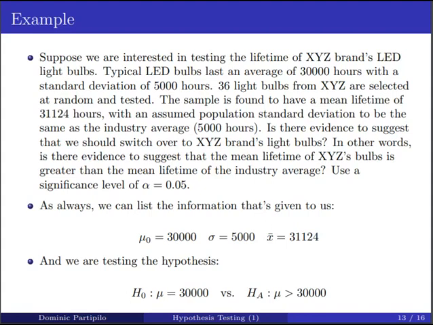And what we're testing here, again, is based on the context of the problem. So this is about reading the problem and determining what we're interested in. The null hypothesis is going to be the statement of equality. We're going to assume that XYZ brand's light bulbs last an average of 30,000 hours, because that's the industry average. And then what we're testing is whether or not we should switch over. We're testing whether or not XYZ's bulbs last longer than 30,000 hours.